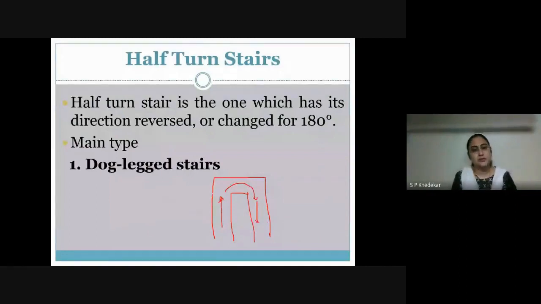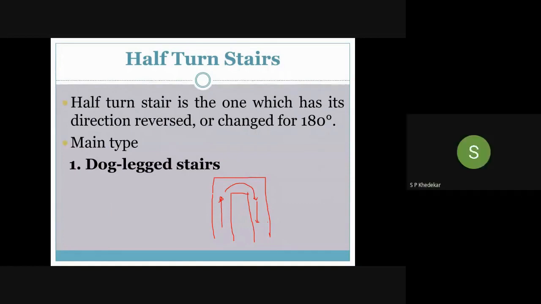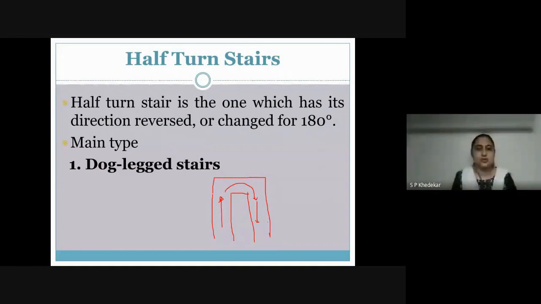The main type of this is the dog leg staircase, which is commonly used. The name is given because of its appearance in sectional elevation. Posts are provided at the beginning and end of each flight. There are basically two forms of it, with landing or with winders, same as quarter turn stairs.